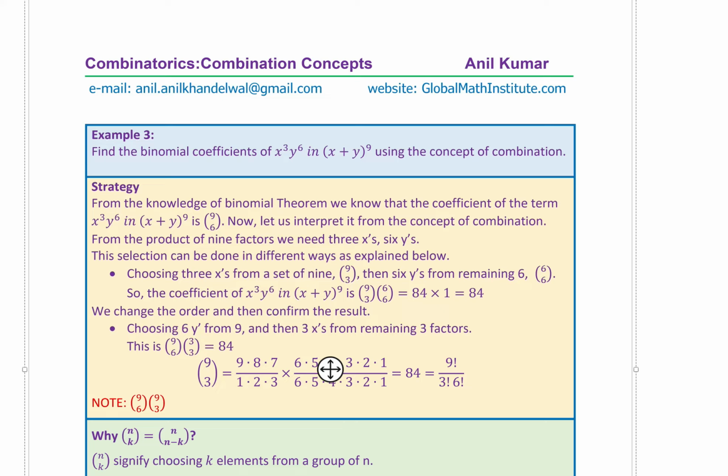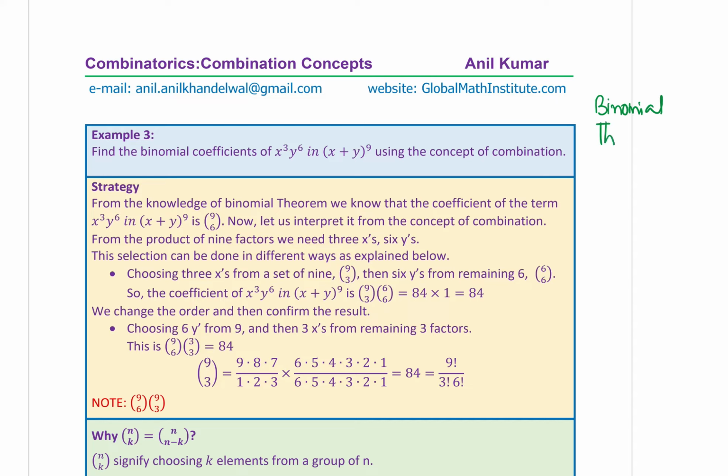Okay, the question here is, find the binomial coefficient for x cubed y to the power of 6 in (x plus y) to the power of 9 using the concept of combination. Okay, you know the answer as such. You did it in Pascal's triangle and in the binomial theorem. So let's revise that.